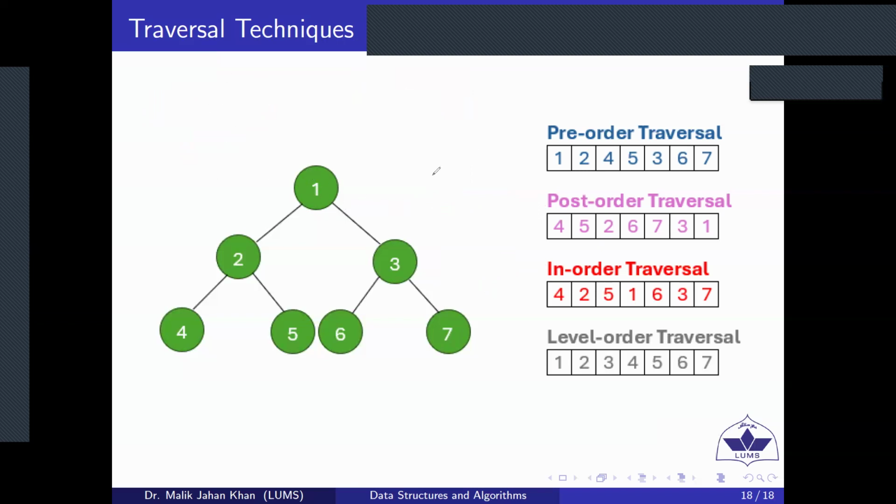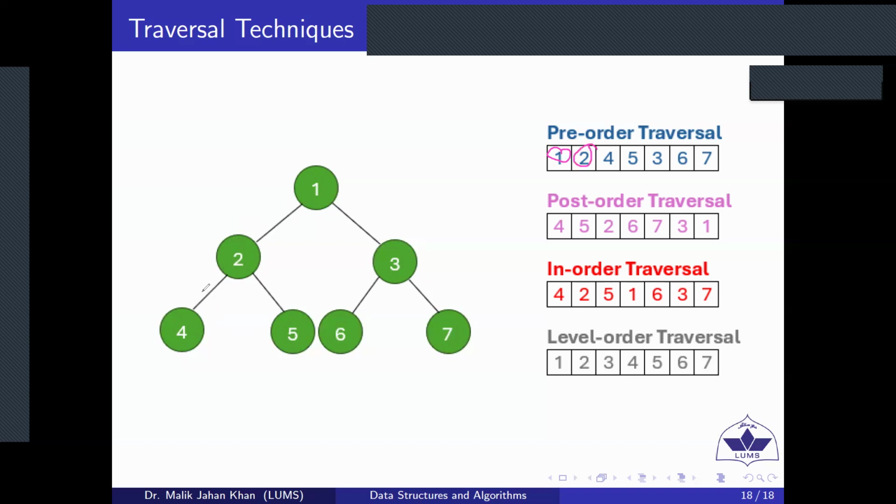So the first output is one, right? So we get one over here. The second thing is that two has to be processed, but two now has two roles. It's left child of one. At the same time, it is parent of four and five. So from the perspective of four and five, it has to be printed before four and five. So two gets printed next.